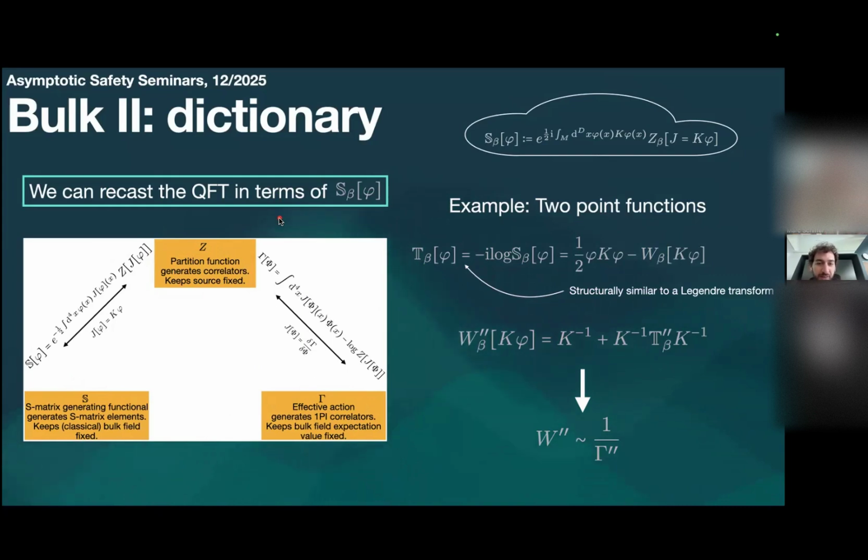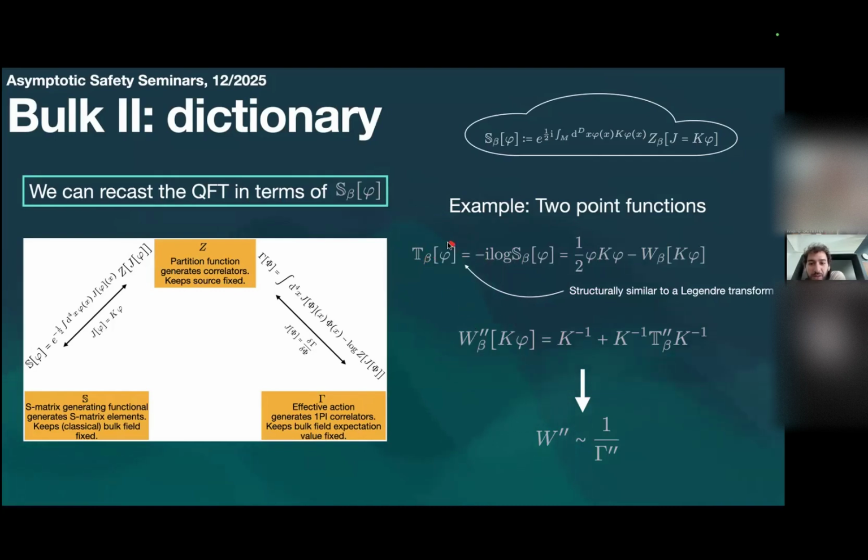And we've been emphasizing scattering information. So to give you a gist of how this would be done, let me show you how, say, a connected two-point function can be written in terms of S.